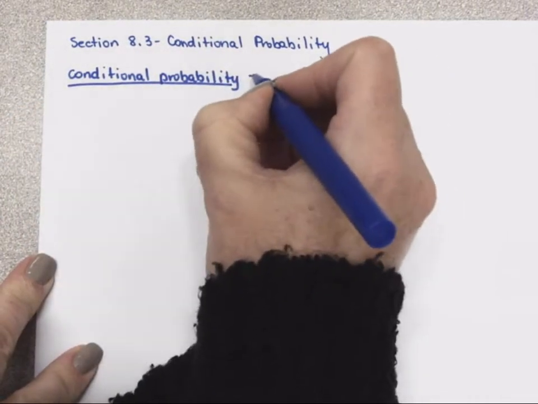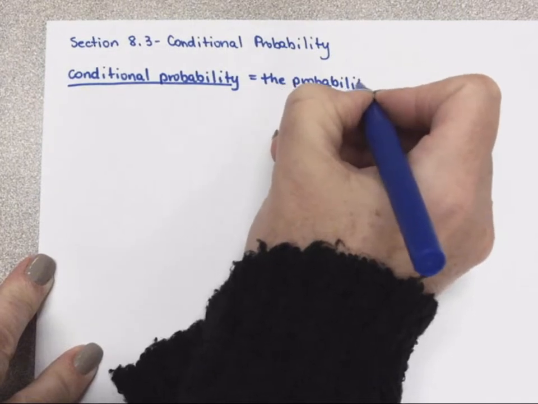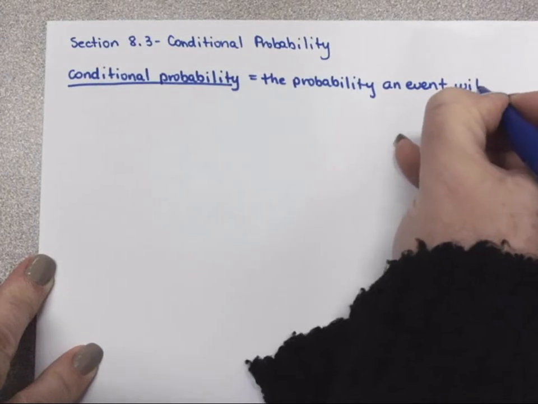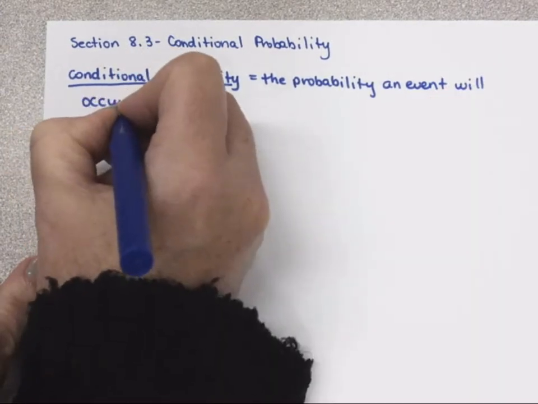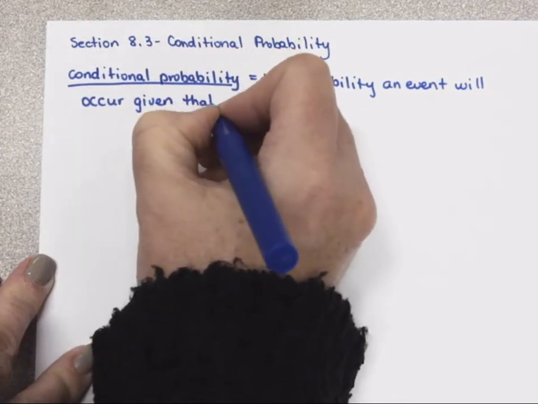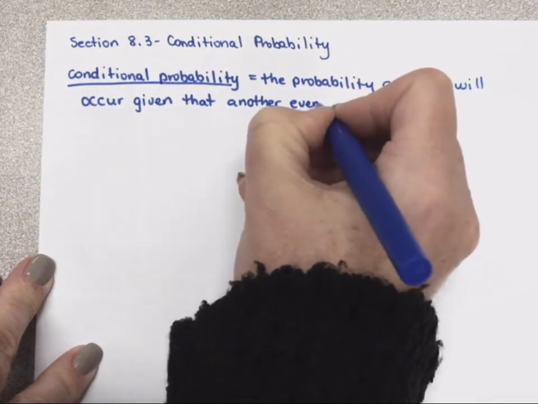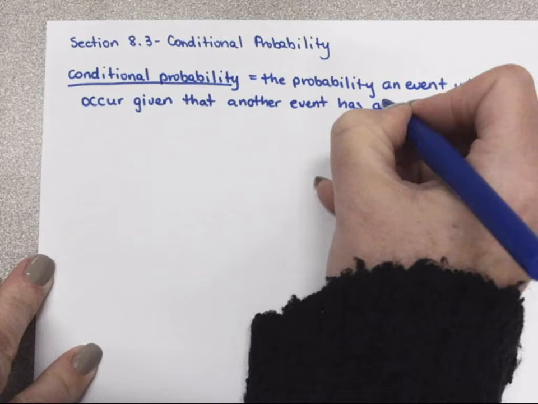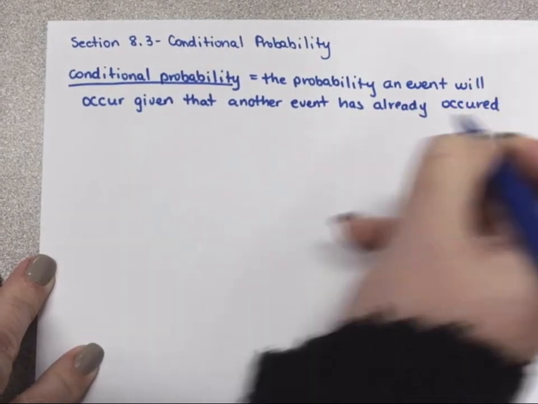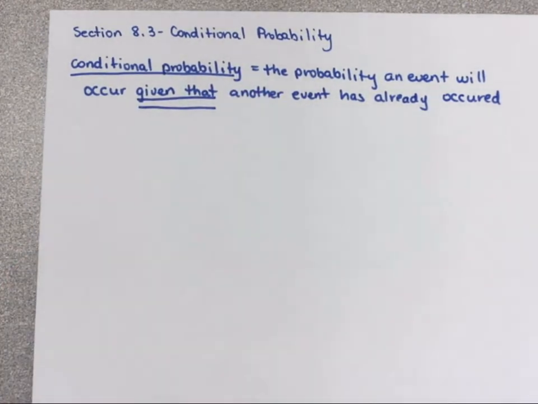So conditional probability is the probability an event will occur given that another event has already occurred. And you're going to see this phrase "given that" quite a bit today.